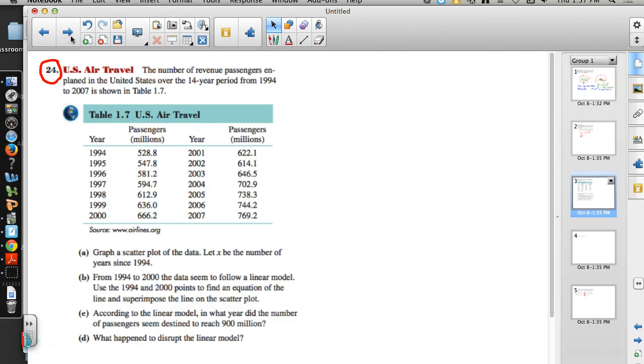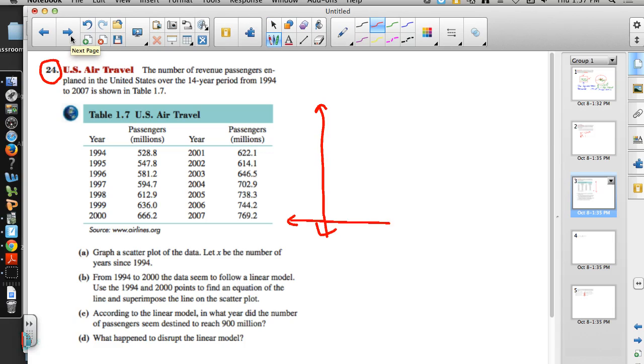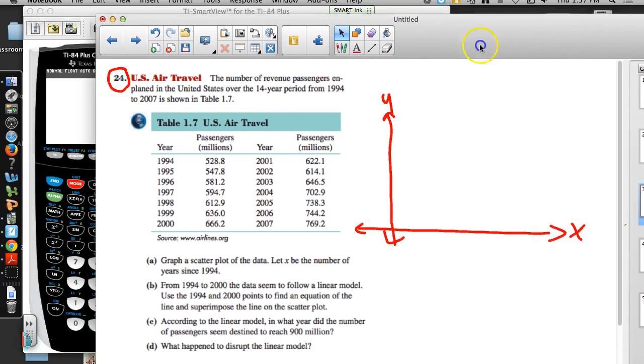The number of revenue passengers planed in the United States over the 14-year period from 1994 to 2007 is shown in table 1.7. That just means people traveling by air. So A is graph a scatter plot of the data, and let X be the number of years since 1994. So we're going to do that with the calculator, but what we're going to do is obviously make a little sketch on the homework so that I can see what you have.